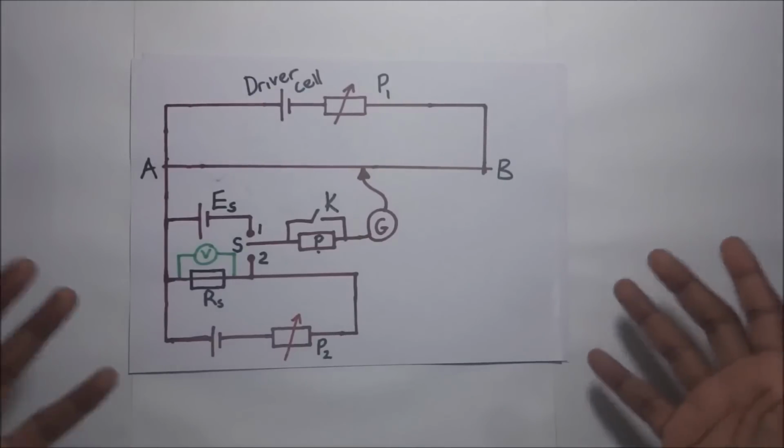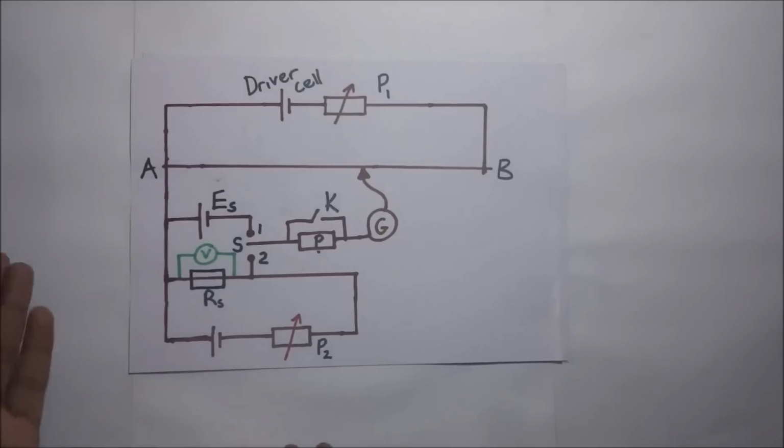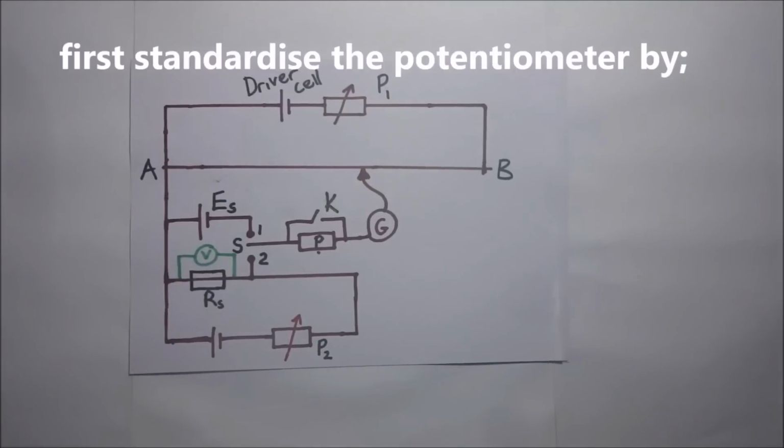So the first thing here is we are going to first standardize the cell. And afterwards, we'll find the potential difference across this other portion of the circuit so that we're able to get the values we want that will enable us to get the calibration curve of the voltmeter.